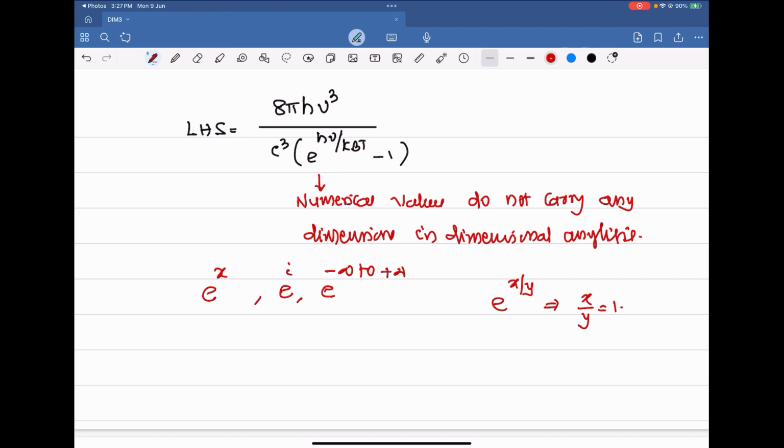As far as the dimension is concerned, I am not talking about the numerical value. Numerical value may range from minus infinity to plus infinity, as far as real numbers or complex numbers are concerned. I am only talking about dimensional analysis. Anything power to e, natural logarithmic constant e to the power of something that is a division, then that division should be taken as 1. Please remember this one.